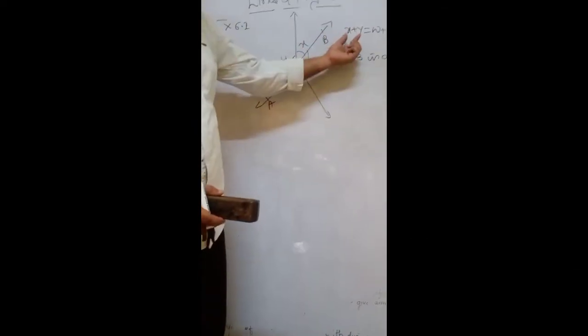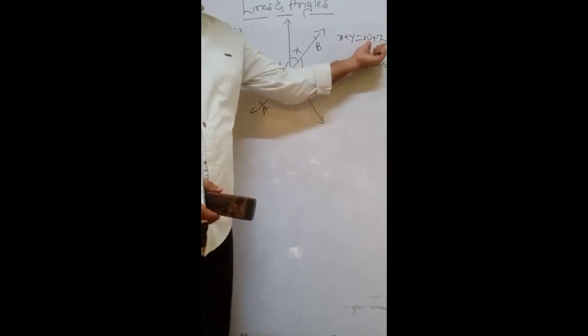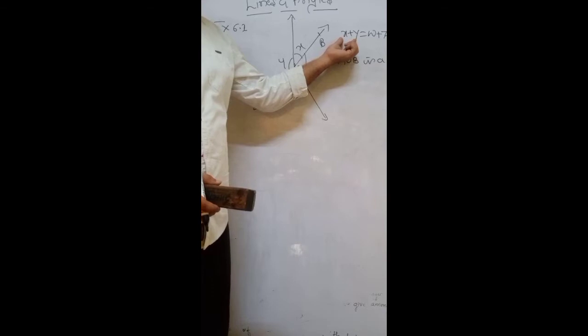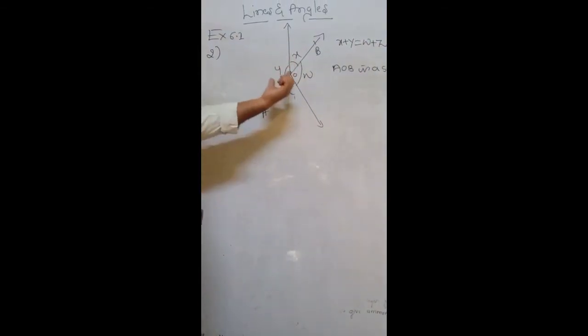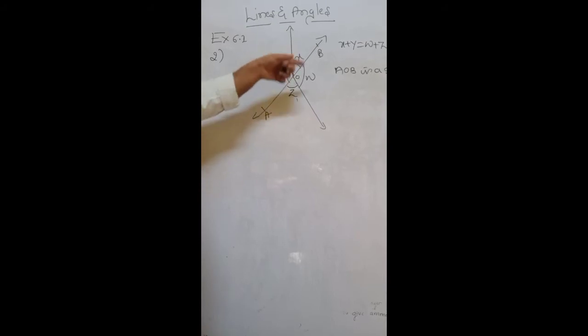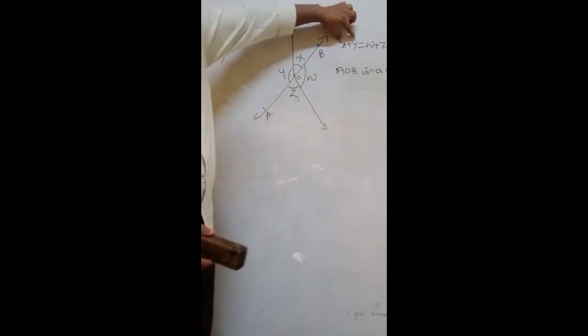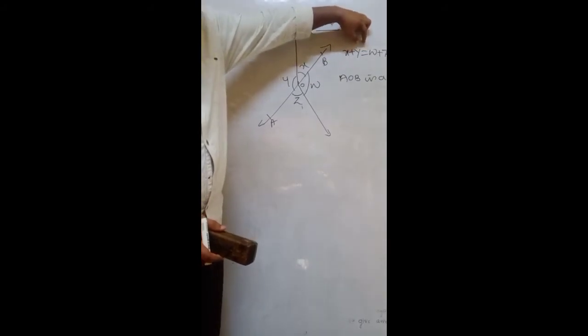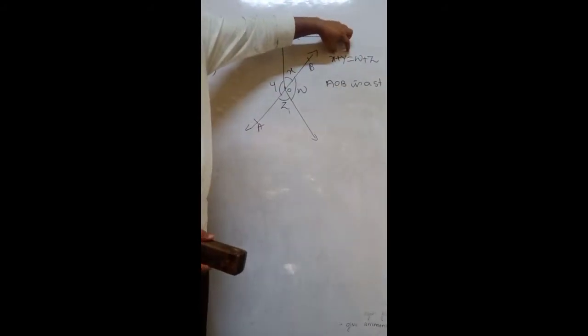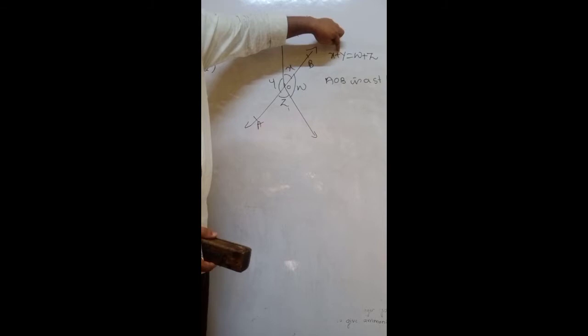Okay, this is there in a question: x plus y equals w plus z. Here this is also 180, this is also 180. Then 180 plus 180 is 360, right? This makes a complete angle. That's why he wrote x plus y equals w plus z. We'll use this while solving.